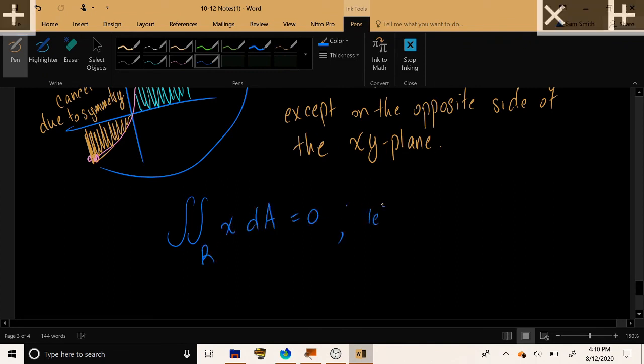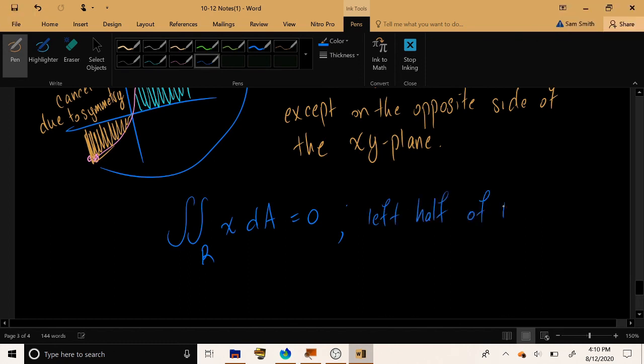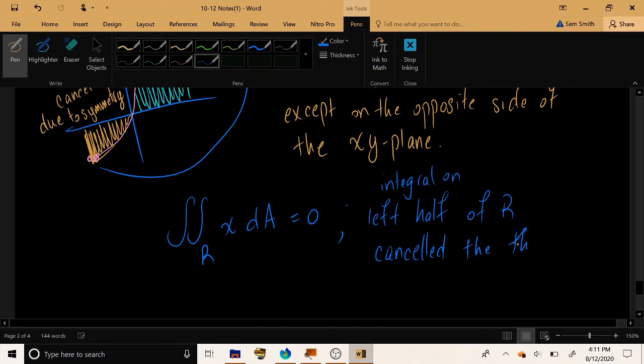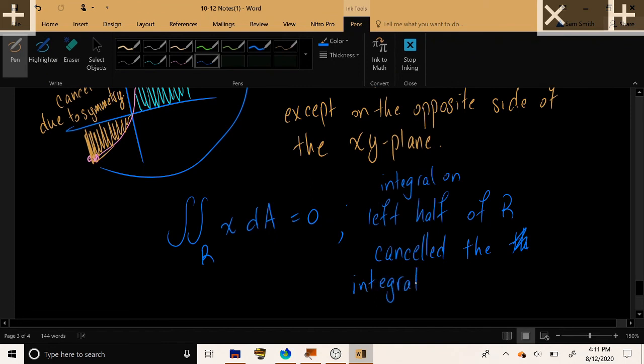Because the integral on the left half of R canceled the integral on the right half of the region R, just as in calculus 2.